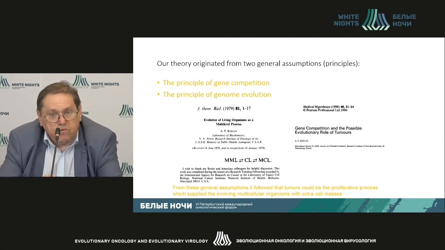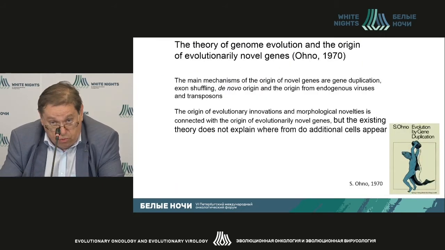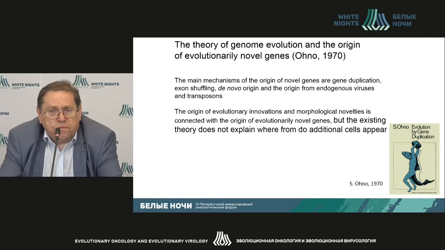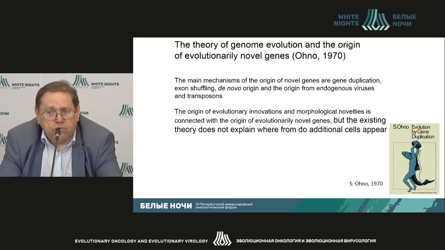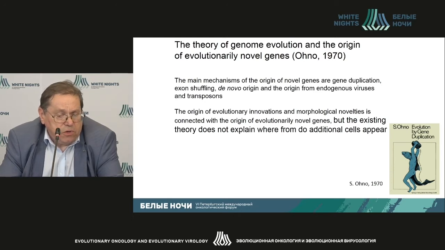We formulated our understanding of evolutionary oncology stepping from general principles related to genetics: the principle of gene competition and the principle of genome evolution. From this common understanding, the evolutionary role of tumors emerges. The theory of genome evolution and the origin of evolutionary novel genes is the basis. The impetus for its development was made by Ohno's book published in 1970, called Evolution by Gene Duplication.